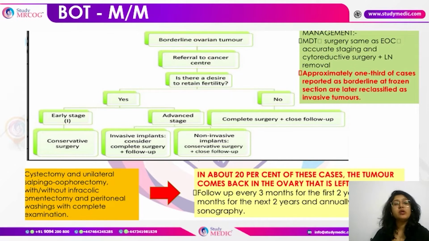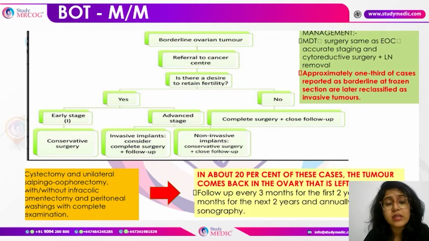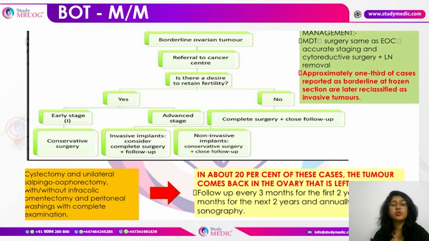So here also, these females who present to us with BOT are usually in their 40s. In case they are in their 40s or 30s and they still desire fertility, you can go for a conservative surgery. In case there is bilateral involvement, you can do a cystectomy on one side and a unilateral salpingo-oophorectomy on the other side. And in BOT, usually you have to do a staging surgery to rule out invasive implants.